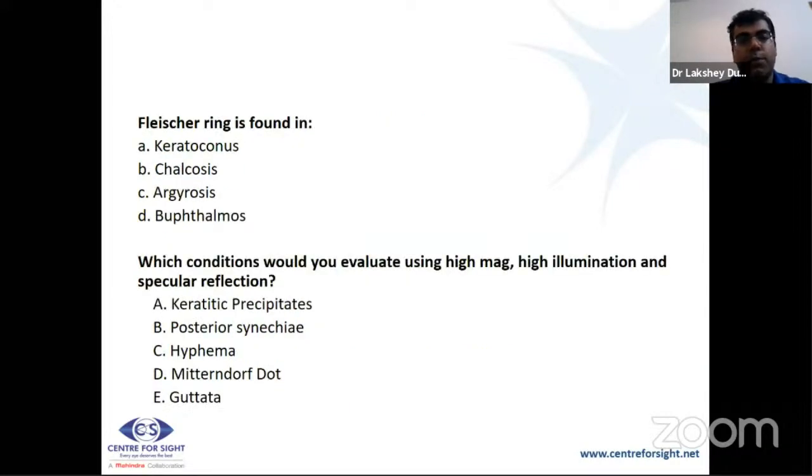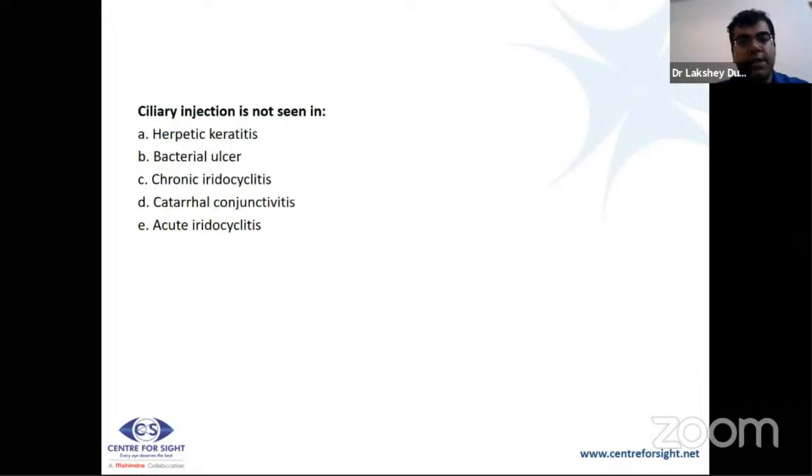Flesher ring, we talked about iron deposits in the cornea. So Flesher ring is the deposit in keratoconus. Which condition would you evaluate using high magnification, high illumination, and specular? It is Guttata. And ciliary injection is not seen in catarrh conjunctivitis. It is seen in iridocyclitis, ulcers, and keratitis.